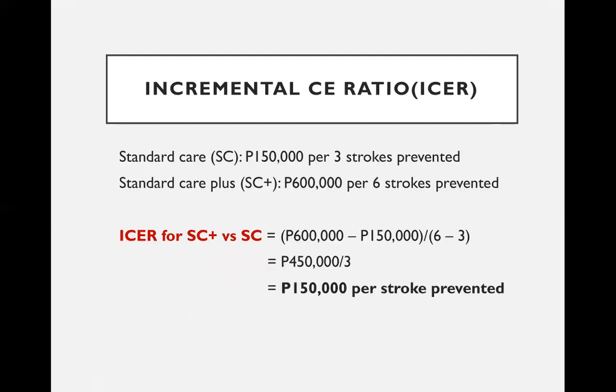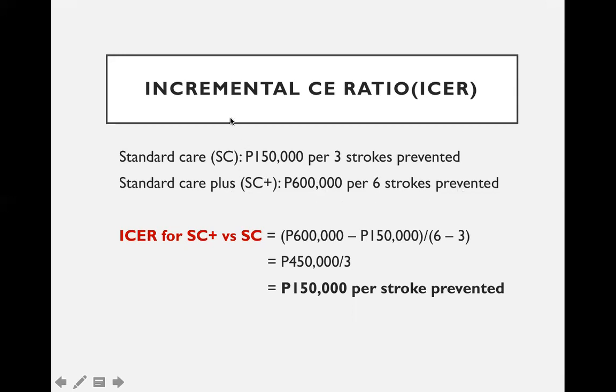So let's give an example of how to use the ICER. We have standard care, or SC. In standard care, the cost is 150,000 pesos, and it was able to provide a benefit of preventing 3 strokes. Next is Standard Care Plus. This is your new option, wherein it would cost 600,000 to prevent 6 strokes.